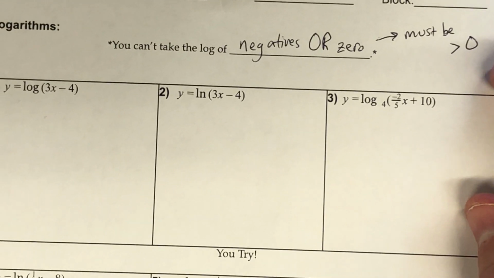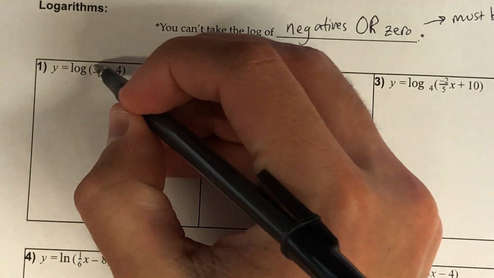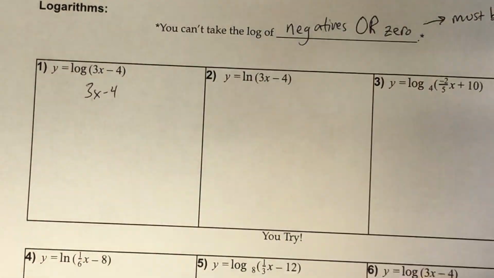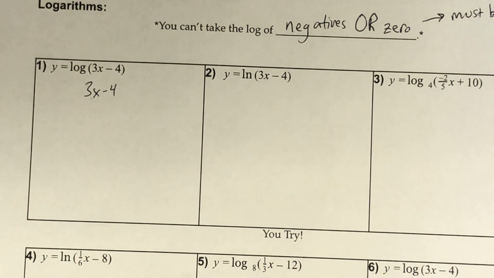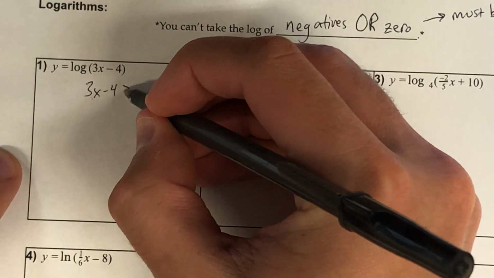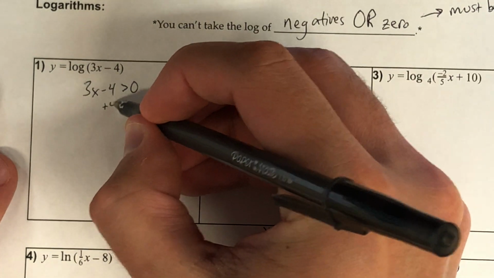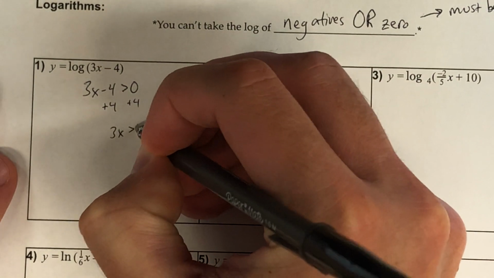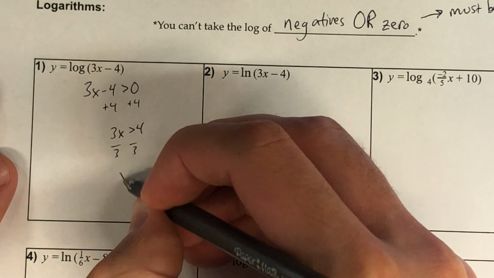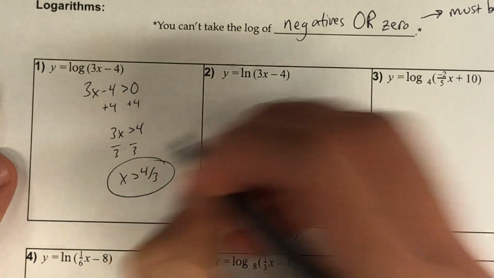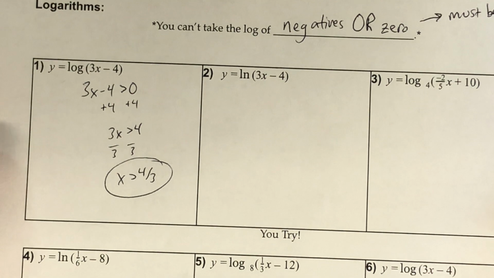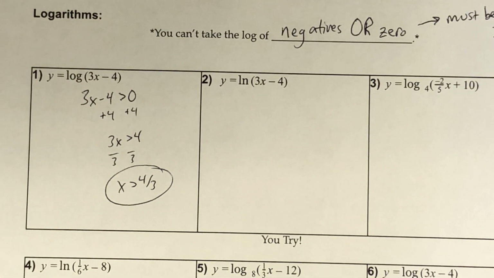So this one's a lot like radicals in that now we just take what's on the inside of the log, and to find our domain, you would take what's on the inside and you'd set it greater than 0. So whenever this is greater than 0, that's when the x values are in our domain. So we can add 4 to both sides, divide by 3, we get x is greater than 4/3. So whenever x is greater than 4/3, we have values in our domain. Okay.